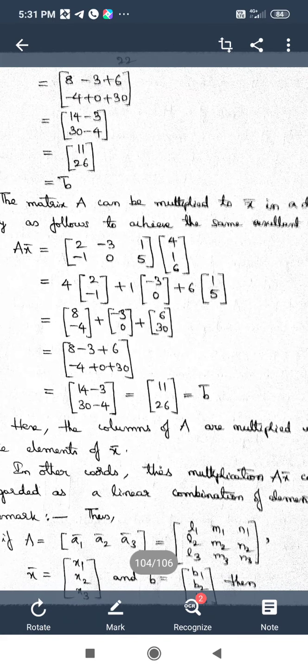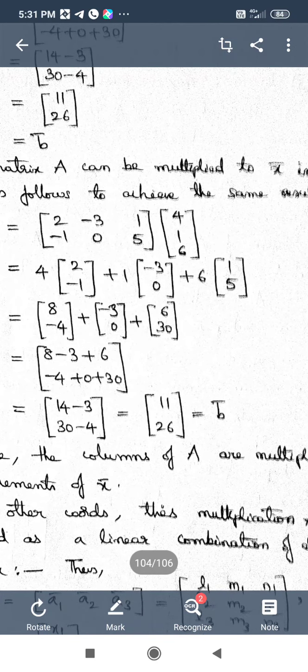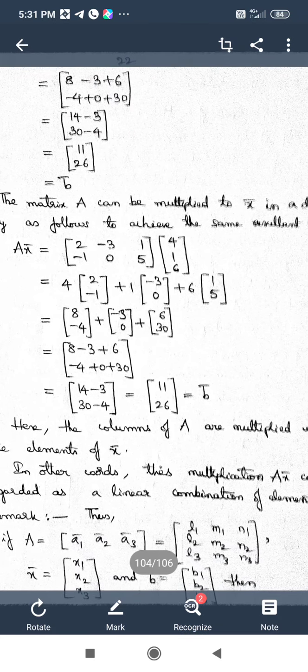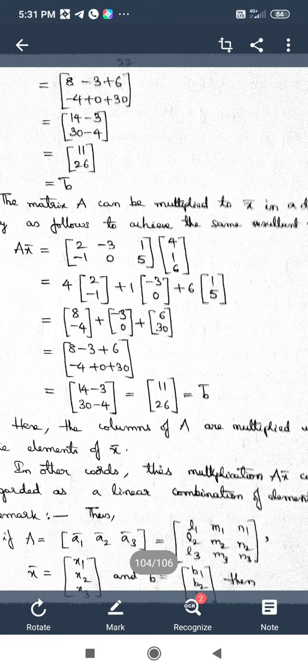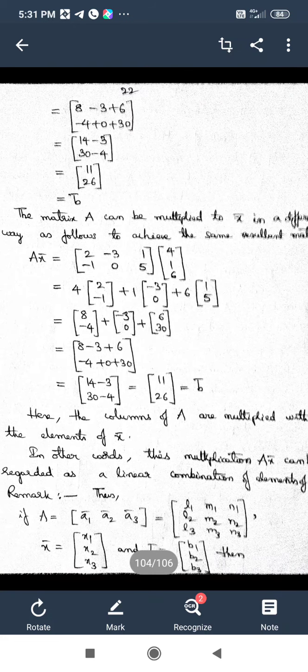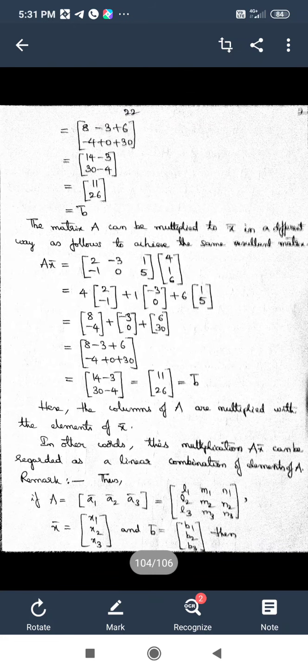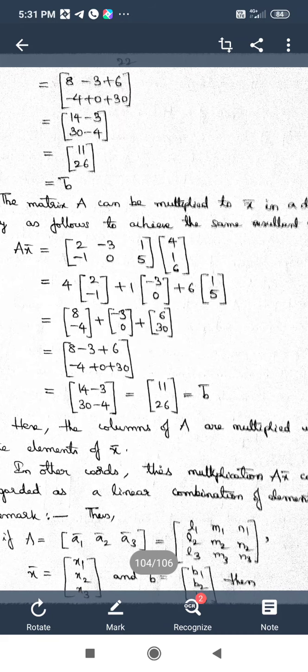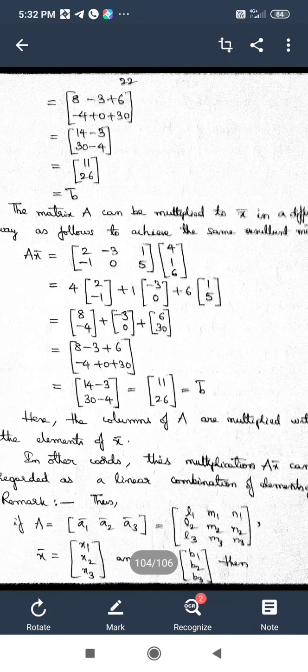So that is how I have denoted the resultant matrix as B bar. The matrix A can be multiplied with the other matrix x bar to give rise to the matrix B bar, Ax bar is equal to B bar, by following the usual process of matrix multiplication. We have seen how it goes.